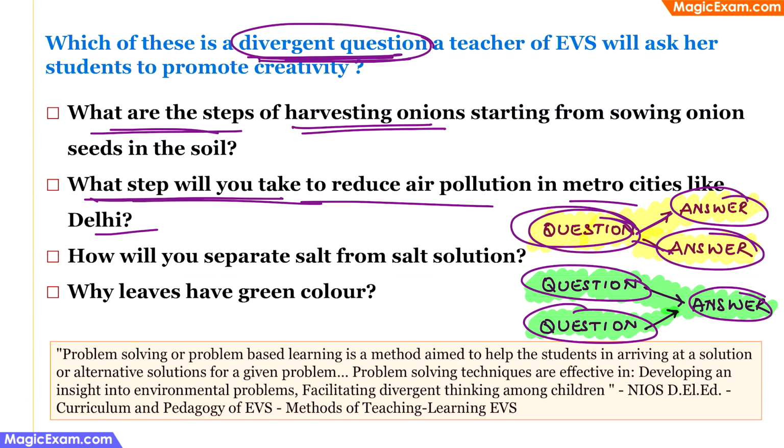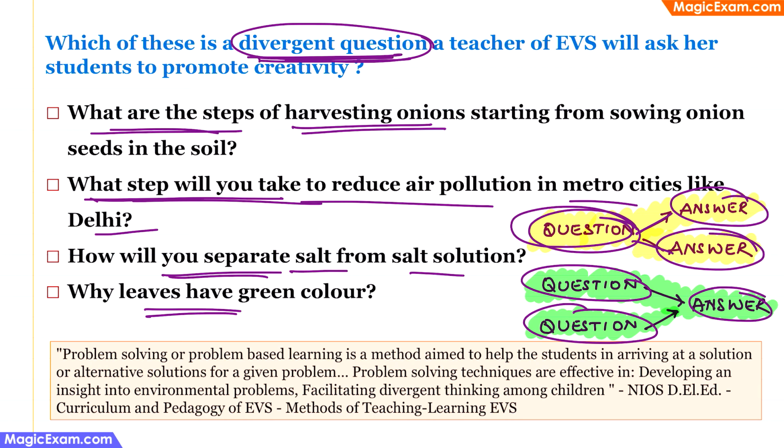So there might be one or two or three methods of separating salt from salt solution, all of which are already known to scientists. Therefore, you are looking at a specific answer or a specific set of answers. Therefore, this is a convergent question. And the last one is, why do leaves have green color? You know that leaves have chlorophyll, that's why they are green in color. Therefore, there is only one correct answer for this.